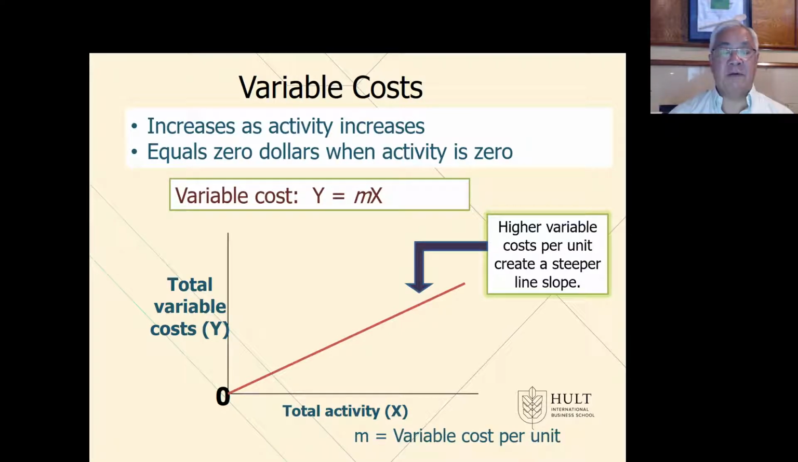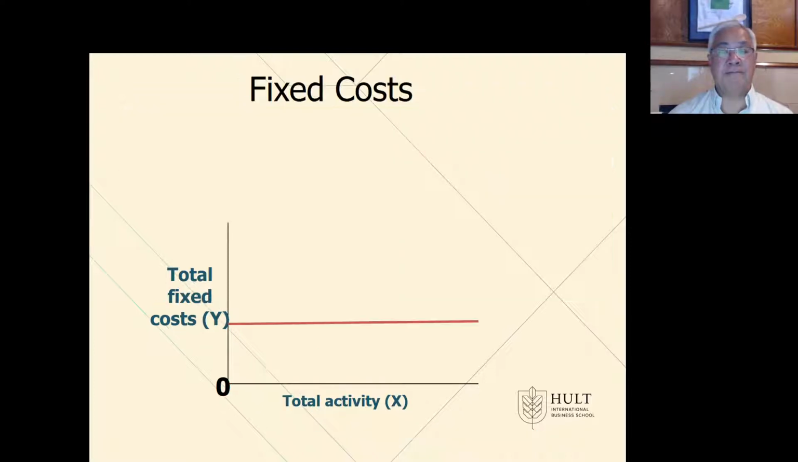And we have this equation. You remember the equation of a line, y equals mx plus b. If it's only variable and there is no fixed component, it's just y equals mx, m being the slope and x being the activity level or volume.